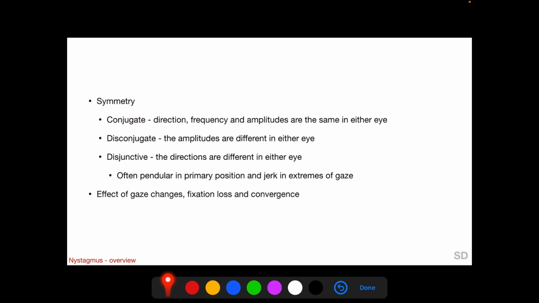Whether the nystagmus movements are symmetrical in either eye or not, so we can have a conjugate nystagmus in which the direction, frequency and amplitudes are the same in either eye. We may have a disconjugate nystagmus in which the amplitudes are different in either eye, or we may have a disjunctive nystagmus in which the directions are different in either eye. And disjunctive nystagmus are often found to be pendular in primary position and jerk in extremes of gaze. We also need to determine the effect of gaze changes, fixation loss and convergence on the nystagmus to label the nystagmus as of a particular type.